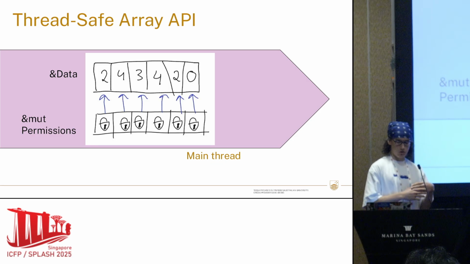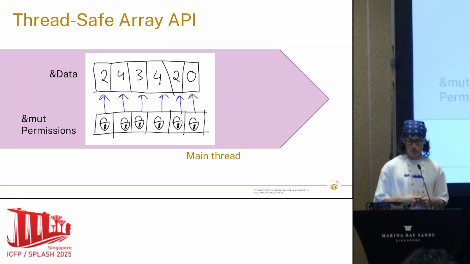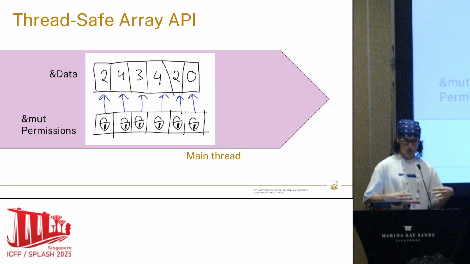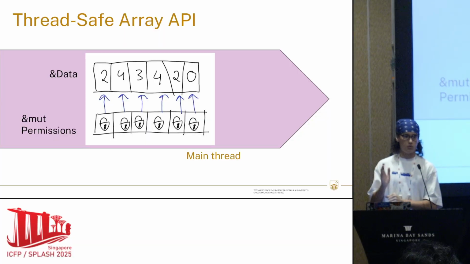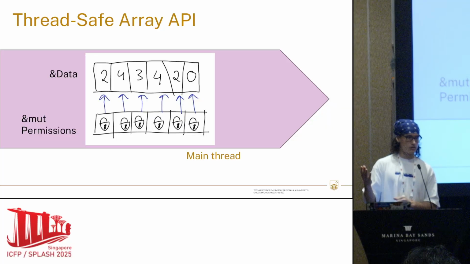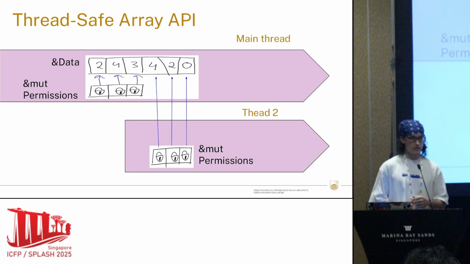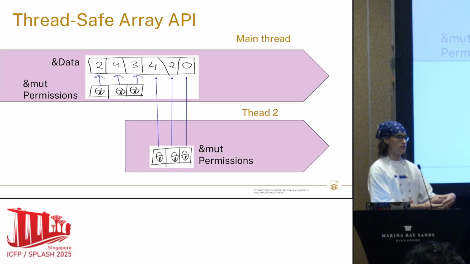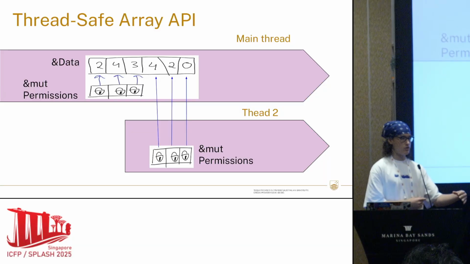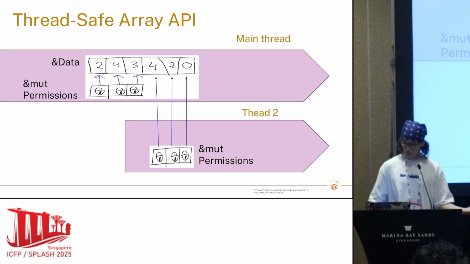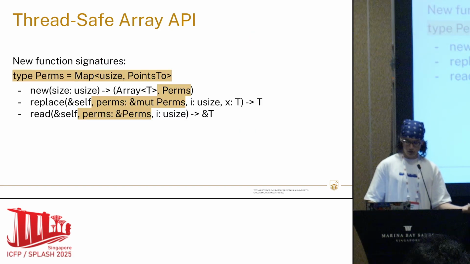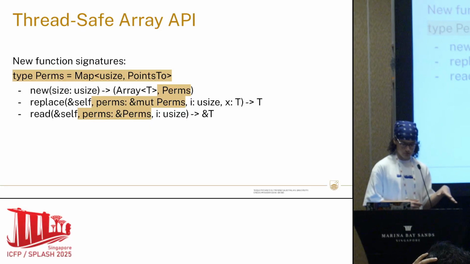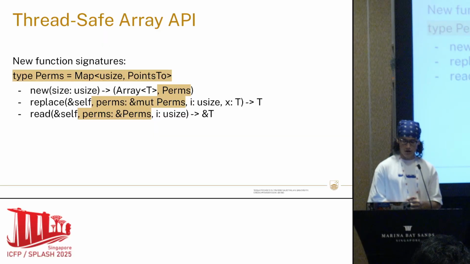So we will create an array of data elements, 2, 4, 3, 4 to 0, and we will have a map of permissions. And we have a main thread, and each permission at a certain index points to the data element at the same index. Now we spawn the second thread, and we pass half of the permissions to the second thread. So now the second thread can operate on the second half of the data elements. The first thread can operate on the first half of the data elements. Secure. And this is, by the way, very high level. The details I can explain to you after.